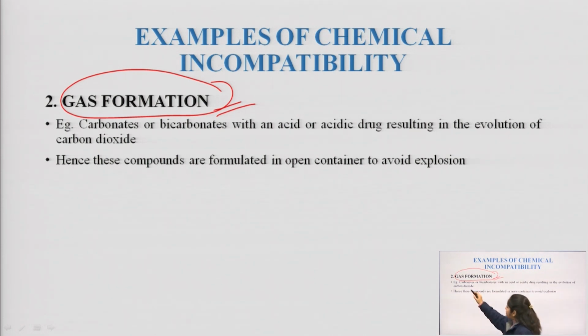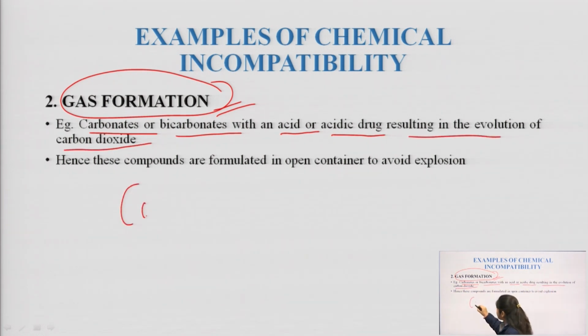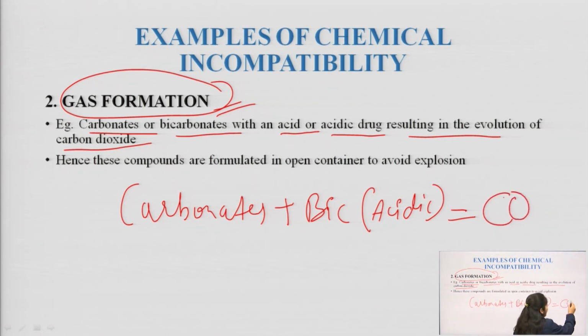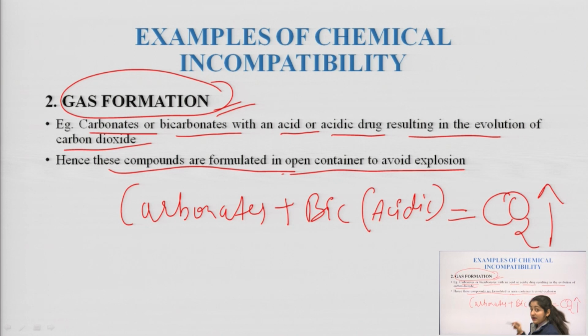Now, let us understand how gas formation takes place and how this chemical incompatibility can be avoided. Carbonates or bicarbonates react with acid or acidic drug, resulting in the evolution of carbon dioxide. So, for example, if carbonates or bicarbonates react with any acidic drug, the result is formation of gas by the evolution of carbon dioxide. Now, these compounds are formulated in an open container to avoid explosion, because whenever there is an evolution of gas, the gas is evolved at a certain amount of pressure.